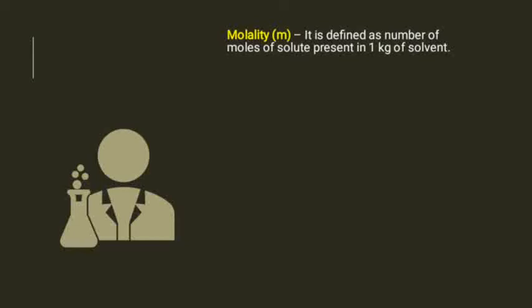Then moving to the next one, that is molality. It is expressed as m, that is small m. It is defined as number of moles of solute present in 1 kg of solvent, and it is given as m equals number of moles of solute upon mass of solvent in kg into 100.